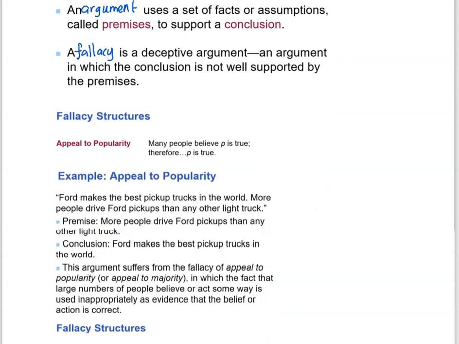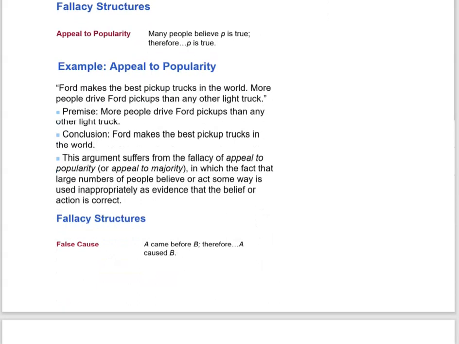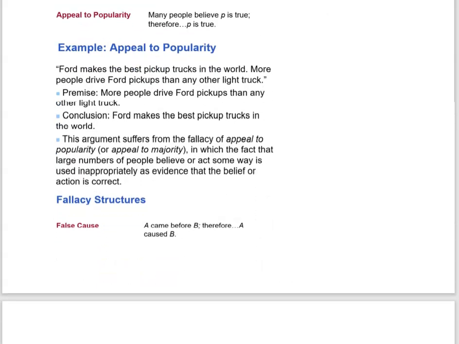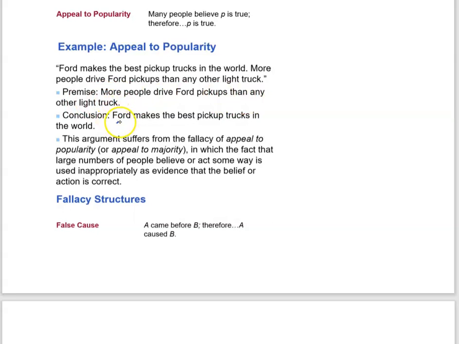Okay, so there's a lot of different kinds of fallacies. The first one we're going to talk about is the appeal to popularity. Basically this says many people believe P is true, so many people believe something is true, therefore it must be true. Here's an example: Ford makes the best pickup trucks in the world. More people drive Ford pickups than any other light truck. So the premise is more people drive Ford pickup trucks than any other light truck. Well, okay, but they're trying to make that say that Ford makes the best pickup trucks in the world.